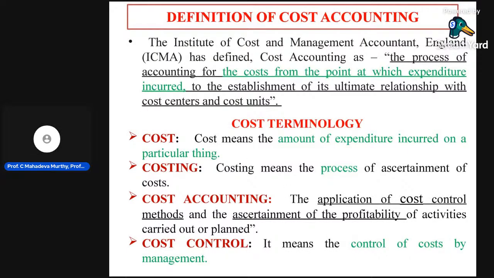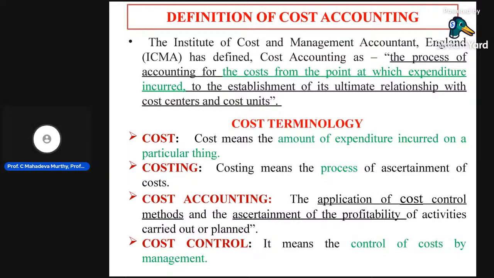Okay. Costing, definition of costing and marginal costing. This is about marginal costing. Definition of costing: The Institute of Cost and Management Accountants, England, ICMA, has defined cost accounting as the process of accounting for the cost from the point at which expenditure is incurred to the establishment of its ultimate relationship with cost centers and cost units.